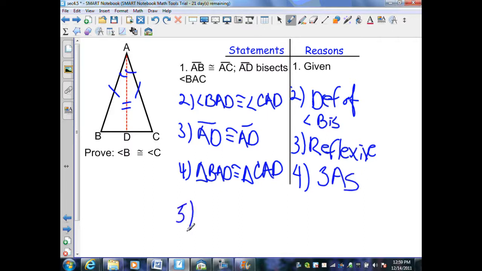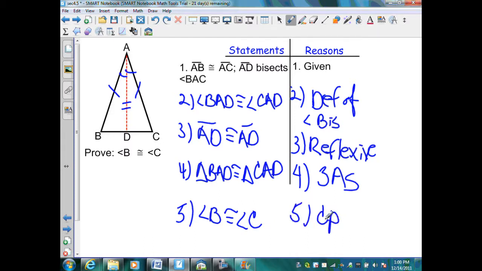Step 5, I want to prove that angle B is congruent to angle C. And from the previous section, I know that I need to follow a proof, generate congruent triangles, then I can get parts of those triangles congruent by CPCTC. Therefore, angle B is congruent to angle C because corresponding parts of congruent triangles are congruent. And this proves the isosceles triangle theorem.